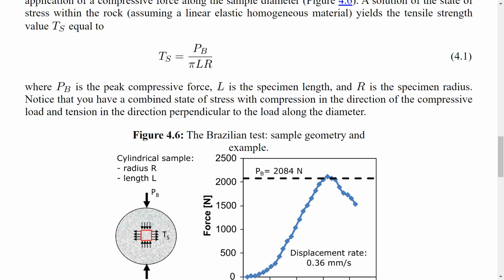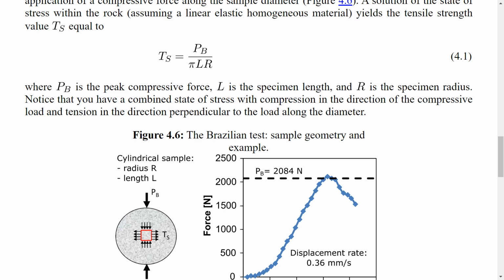Of course, the higher the force that the rock can resist, the higher the tensile strength of the rock is going to be. And in order to calculate tensile strength, you measure the maximum force divided by pi, L, and R, where R is the radius of the rock and L is the length of the rock in this direction, from the bottom to the top. Here it will be perpendicular to the board, and then you get the value of the strength.